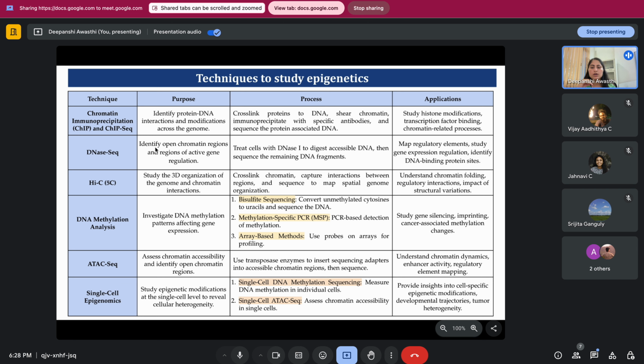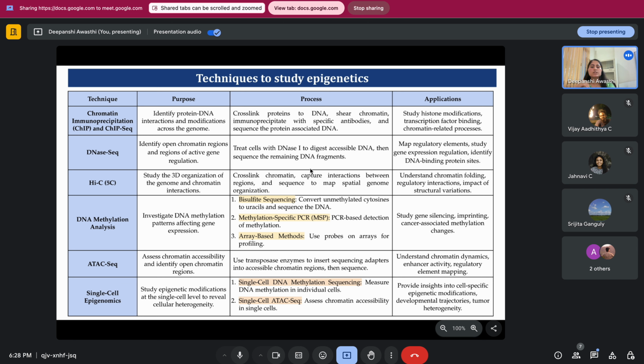In this case, you identify the open chromatin regions and identify the regions of active gene regulation. Active gene regulation regions are the euchromatin regions, in which histone proteins are not tightly bound around the DNA. In that case, DNA is freely available, and DNase can attack those regions. But if it is wrapped around a protein, then DNase won't be able to degrade it. That is the main principle behind this method. You will treat your cells with DNase I, and it will digest the accessible DNA where the histone is not wrapped around the DNA, where the DNA is free.